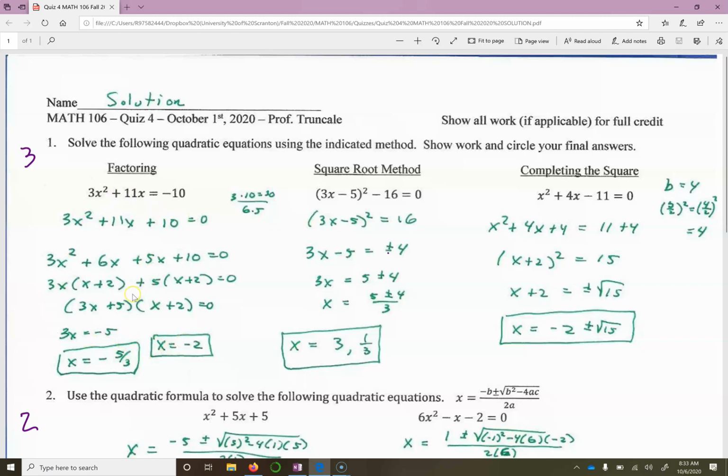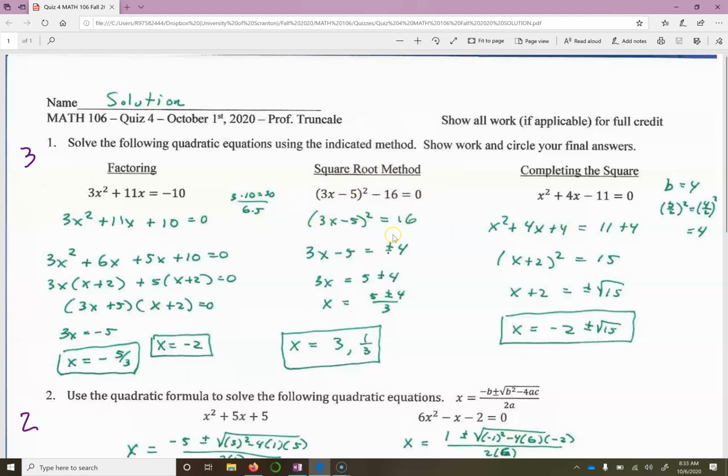So factoring, that really wasn't much of an issue. The square root method is actually a very simple method, especially if you're given it in this form where you have some binomial that's squared and then just some other number. You put that other number on the other side, and then you take the square root of both sides.